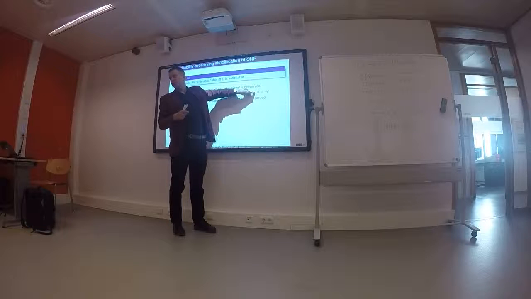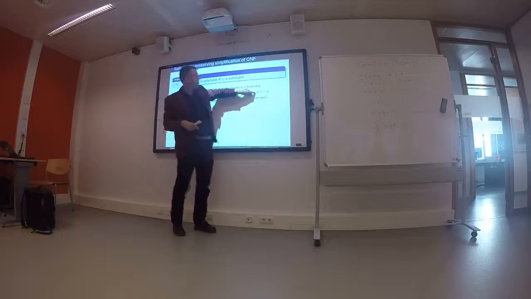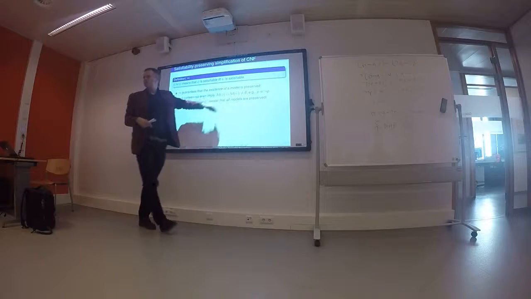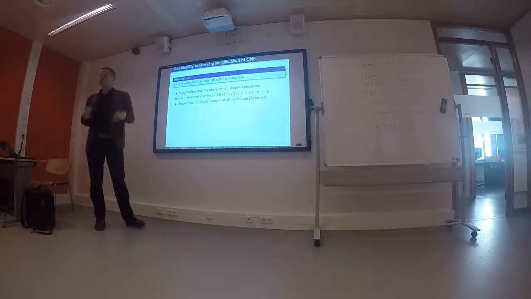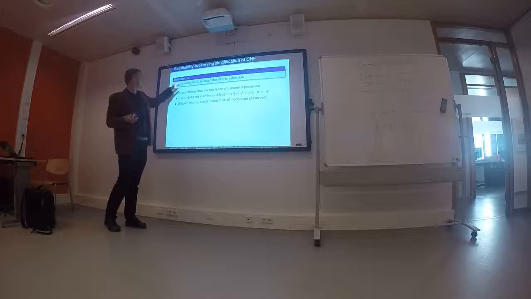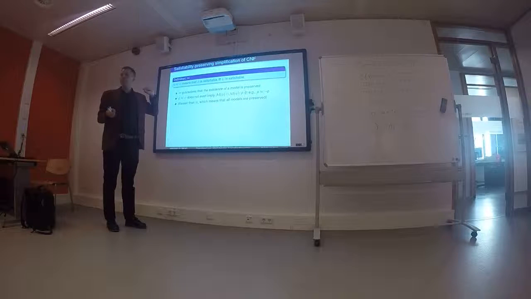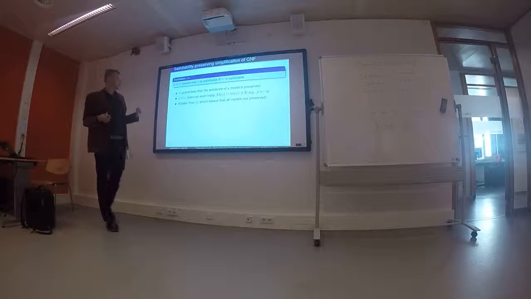Because one has a model if and only if the other has a model. Indeed, they both have models, so it satisfies the criteria for co-satisfiability. But of course, the models of P are disjoint from the models of not P. So I have two formulas. They are equivalent in this particular sense, but they don't have a single model in common.